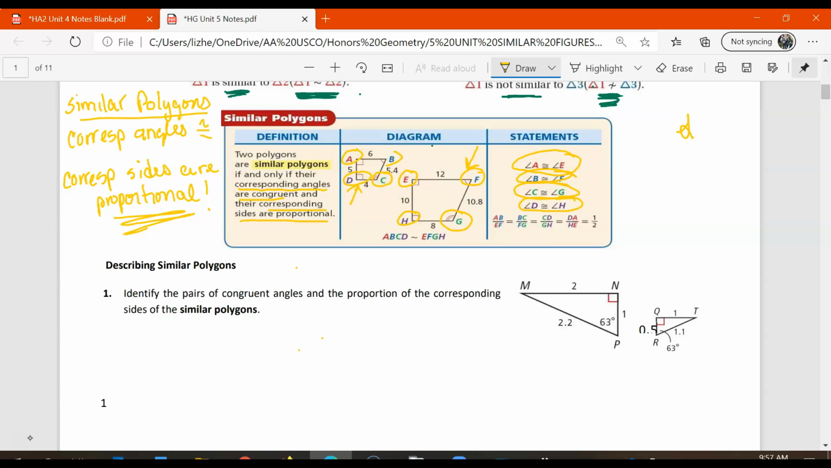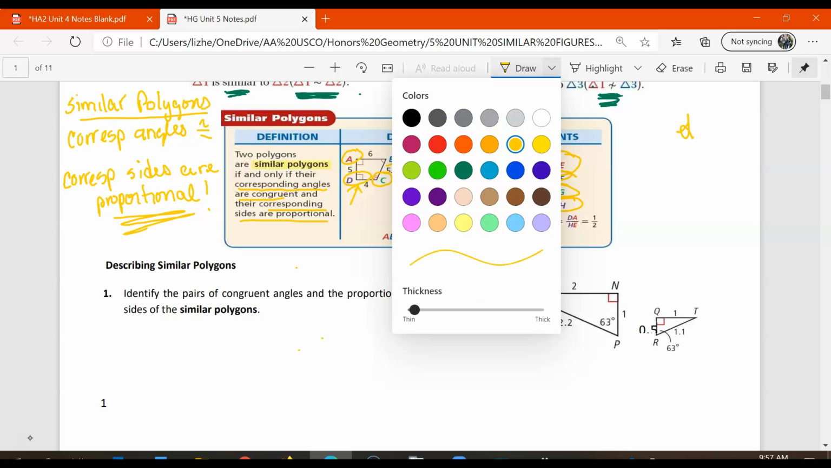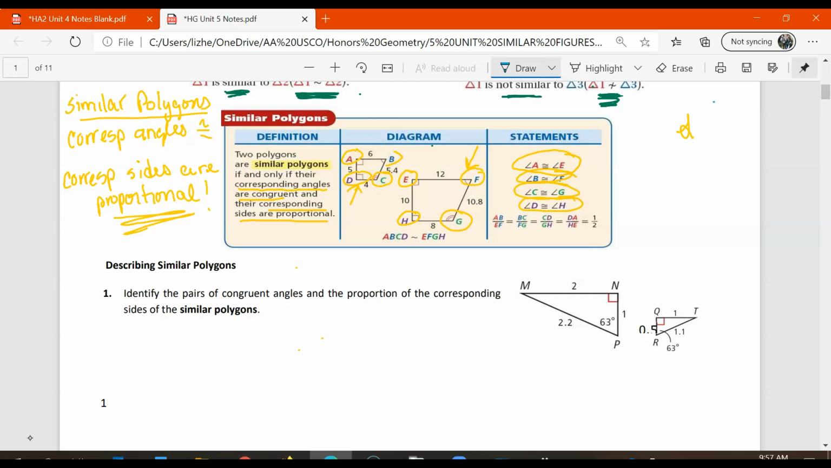So that is required. The angles have to be equal to be similar. But now the second part is the proportional part, and that is the part that takes a little math. What does it mean to be proportional? That means that when I write the ratios of all my sides, we always get the same ratio. For example, AB to EF. AB is 6 and EF is 12, so I can write AB to EF as 6 over 12.